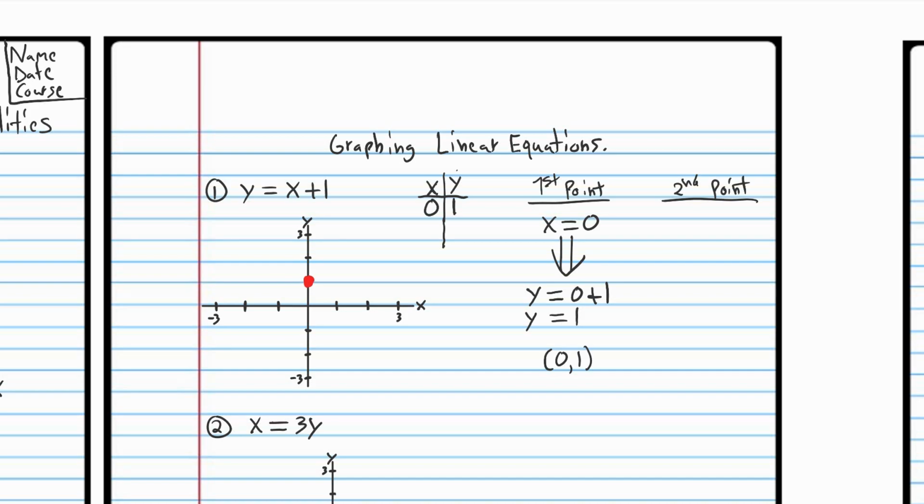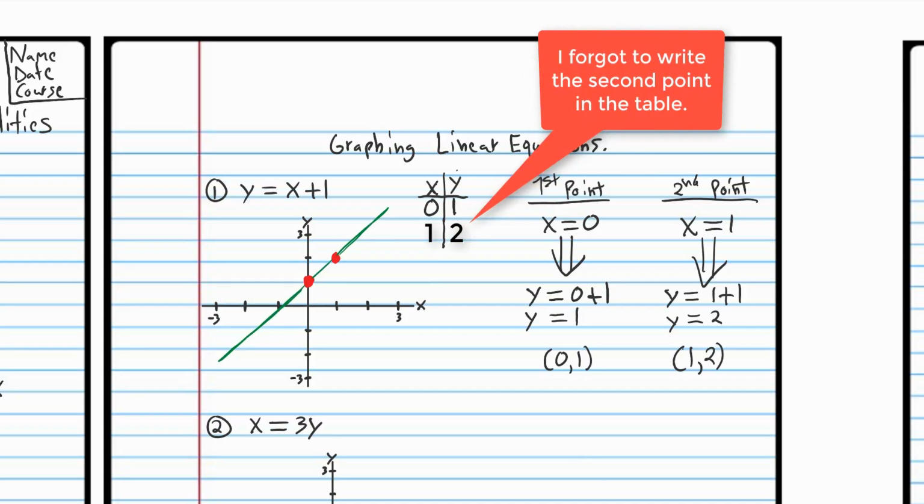Now we're going to plot the second point. So I'm going to let x equal 1 for the second point. And then I'm going to plug in 1 for x in this equation. So then it would be 1 plus 1 is 2. So we let the x value be 1, and the y value we figured out is 2. So then we're going to plot that point, and it goes right here. So then we just connect the dots. And that's our line.